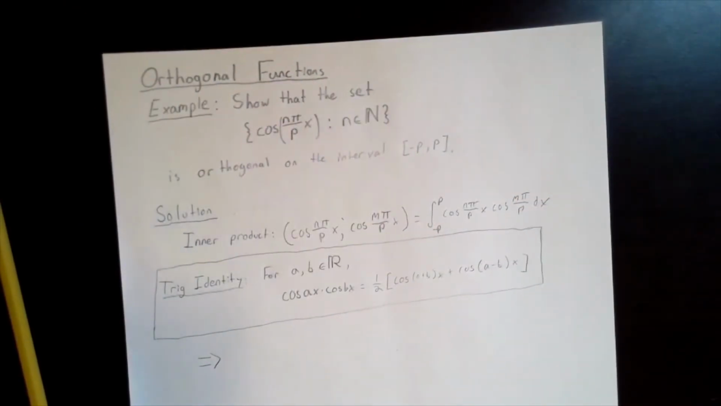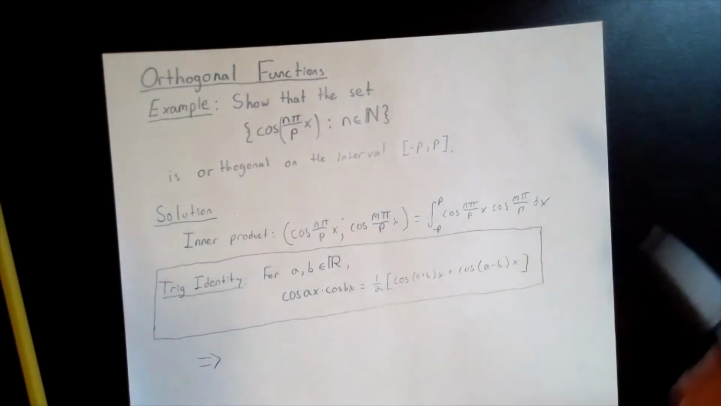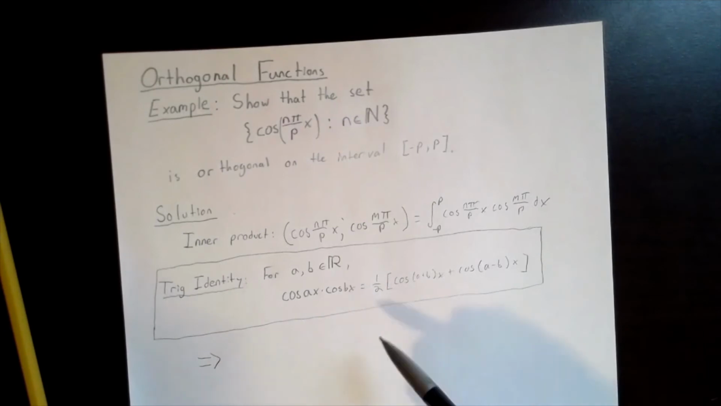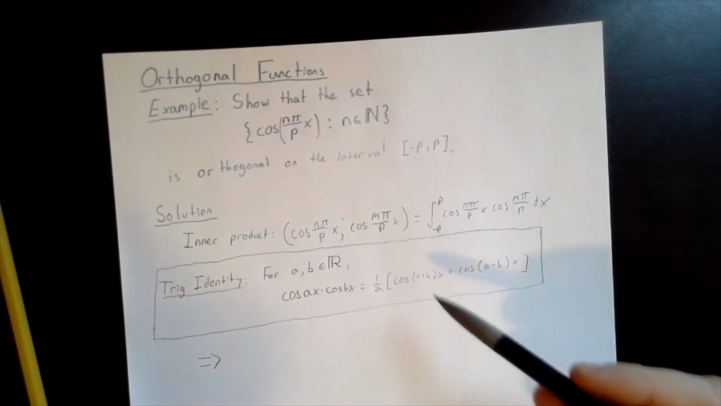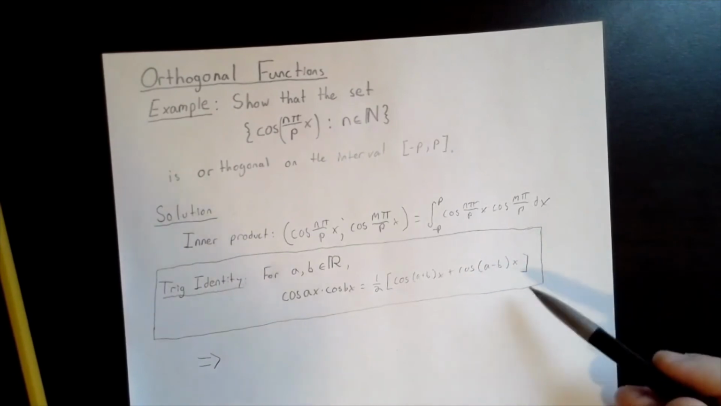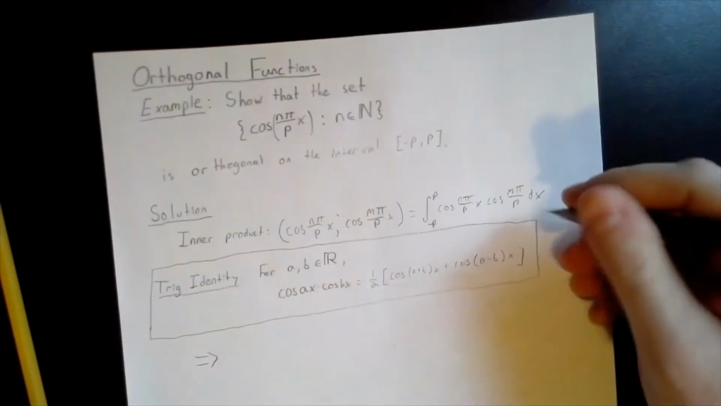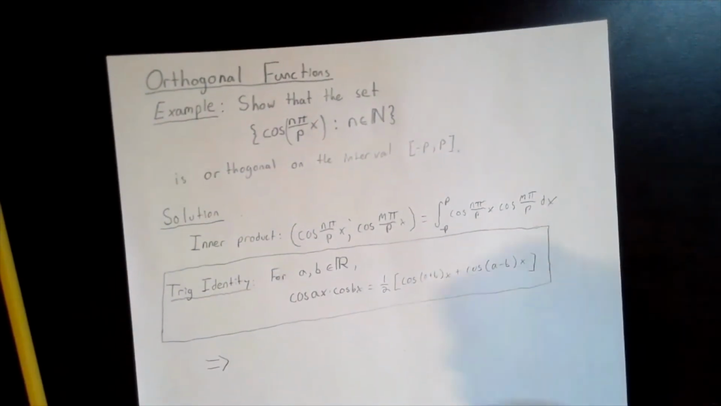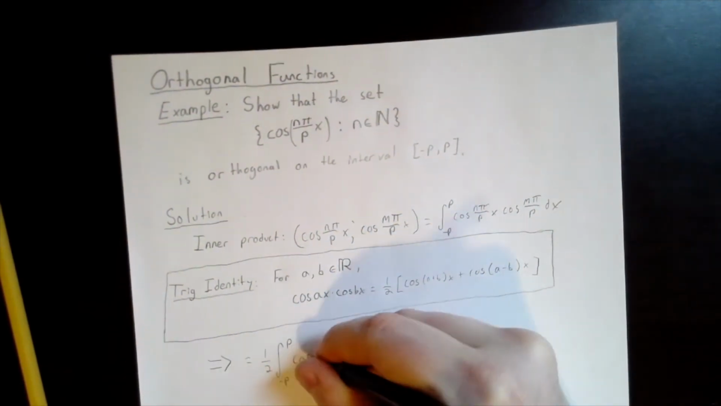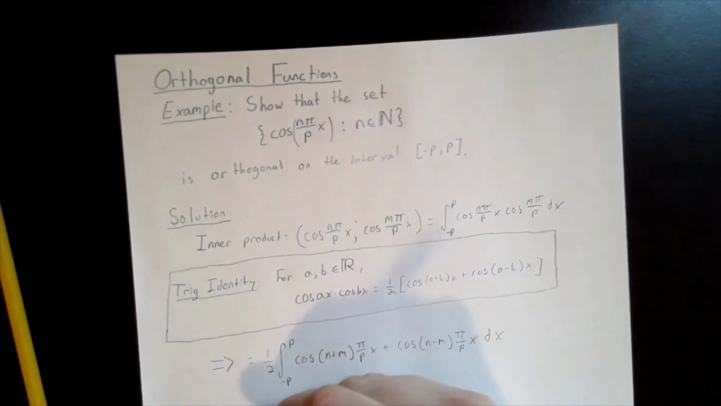Okay, now in order to calculate this integral, we use this trig identity, which states that for any a and b in real numbers, cosine ax times cosine bx is equal to one half times the quantity cosine of (a plus b)x plus cosine of (a minus b)x. Applying this trig identity to our integral here, we have this. Now we have an integral in two cosine terms, which we can calculate directly.